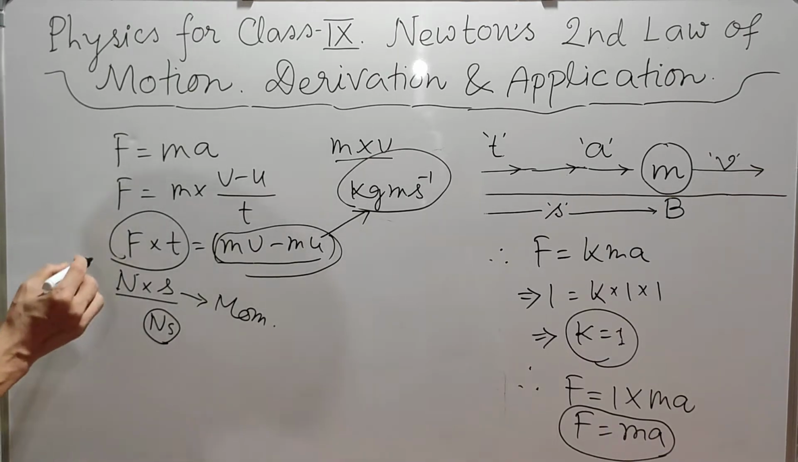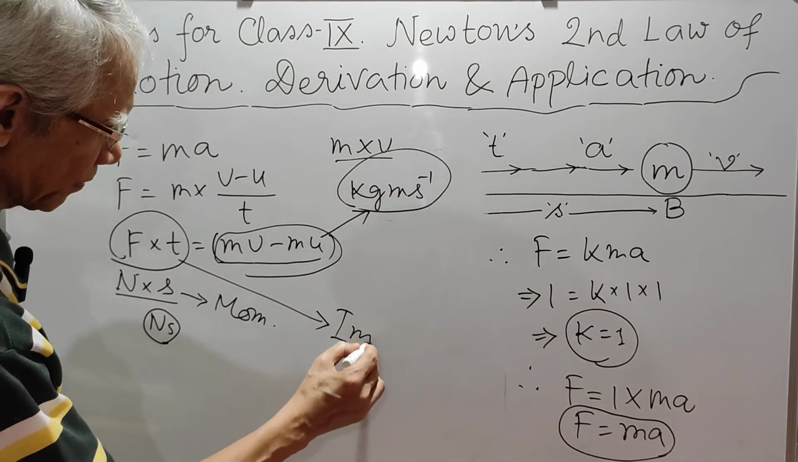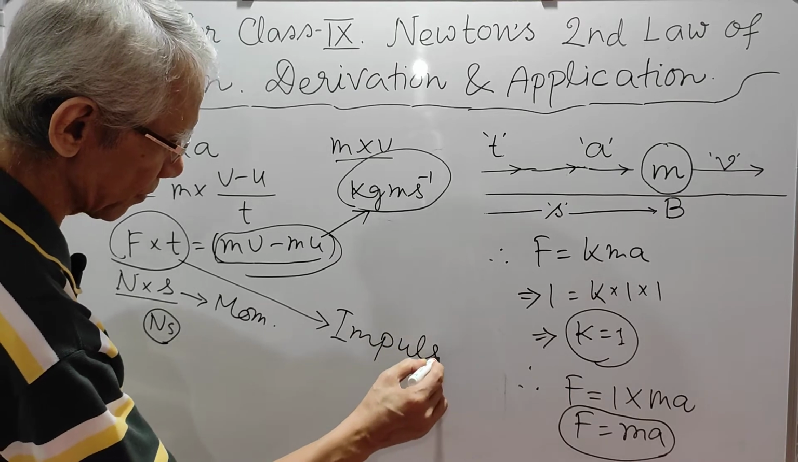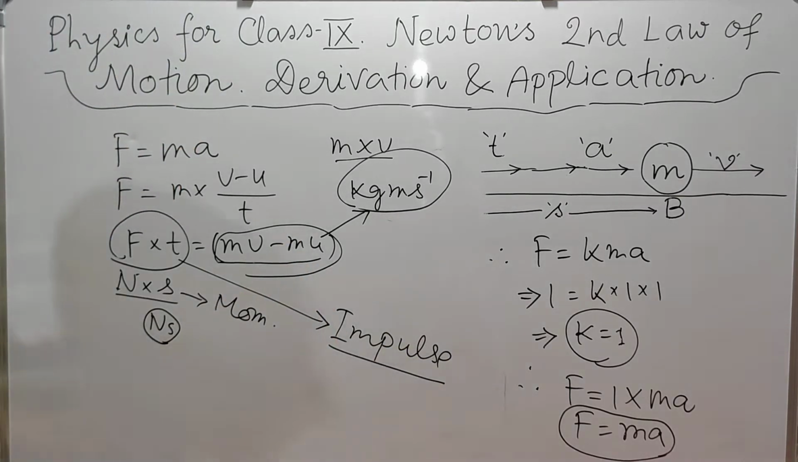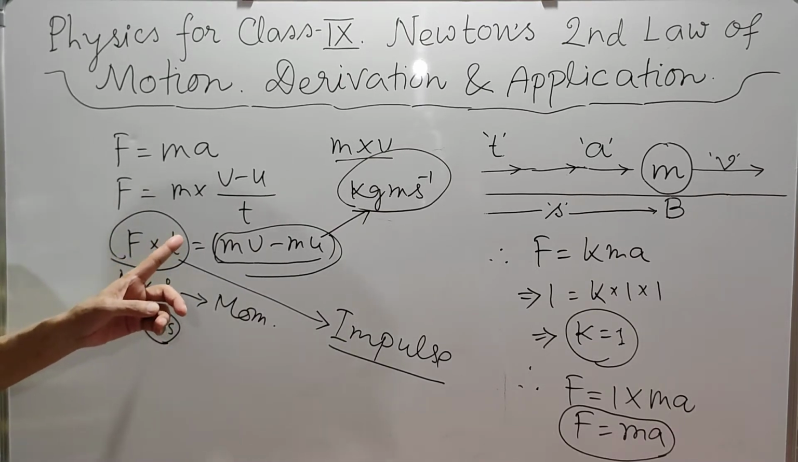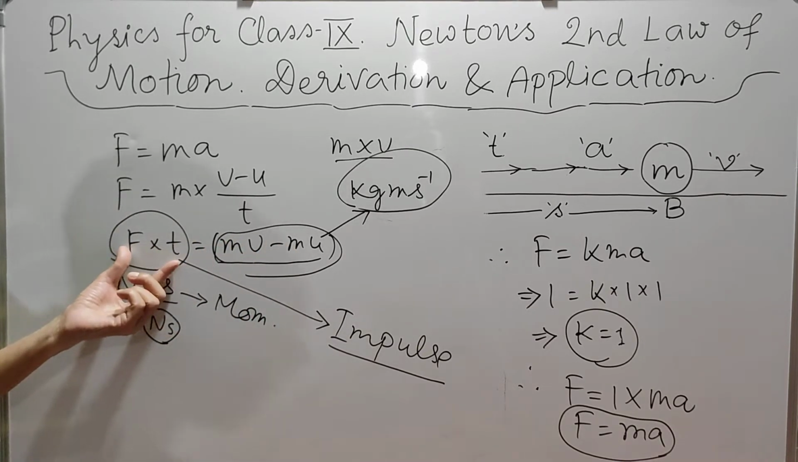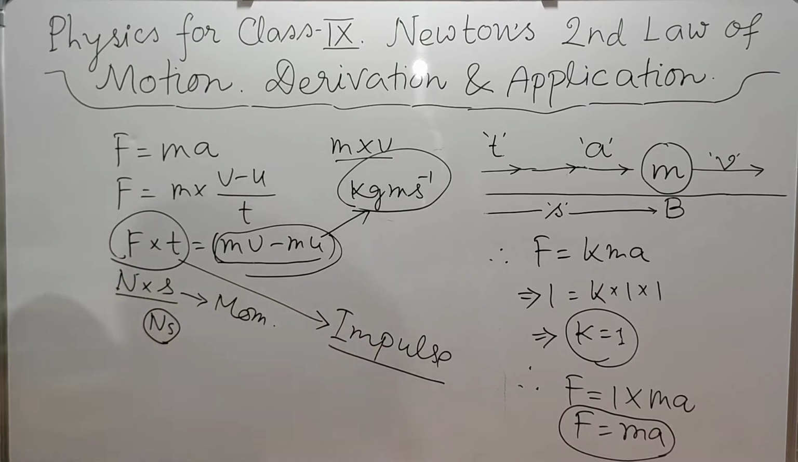All right. Now this quantity F t is called impulse. So how will you define impulse? Impulse is a product of force and time. I mean, numerically it is equal to change in momentum. But what is the definition of this F t? This term is called impulse. And impulse is defined as a product of force into time, the time during which the force is acting.